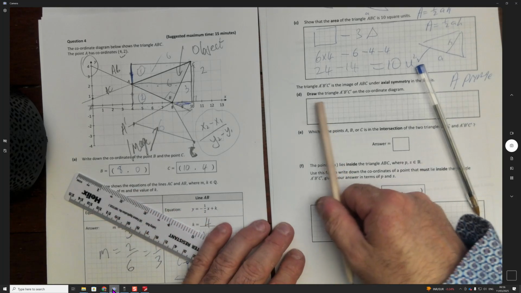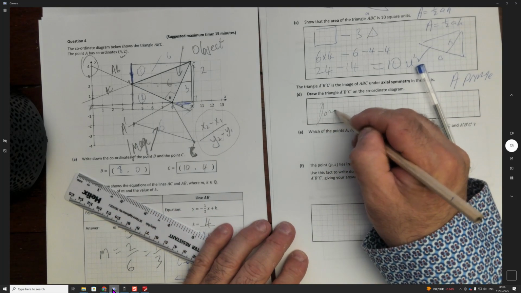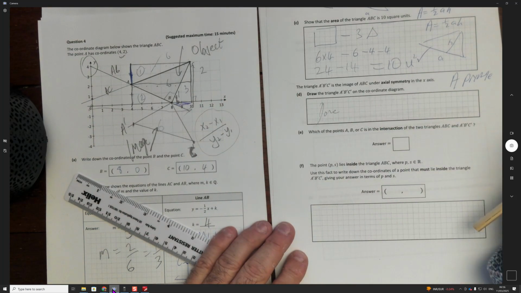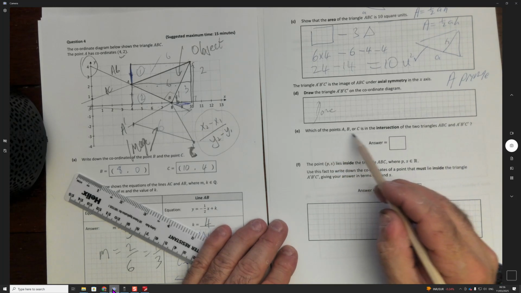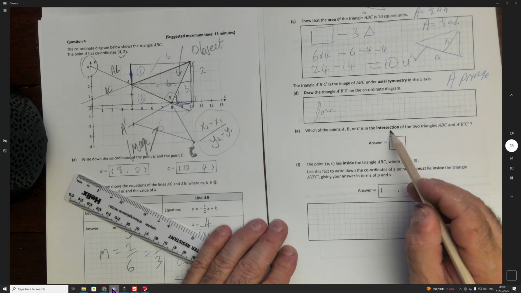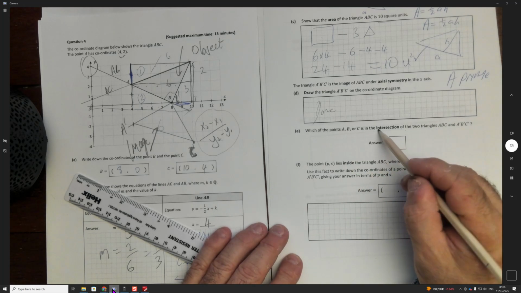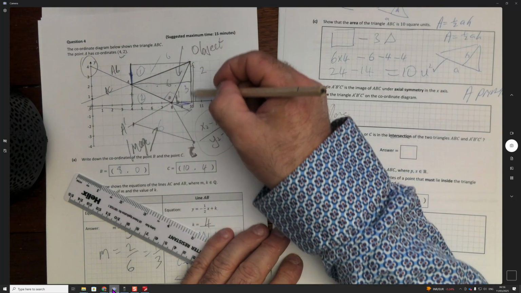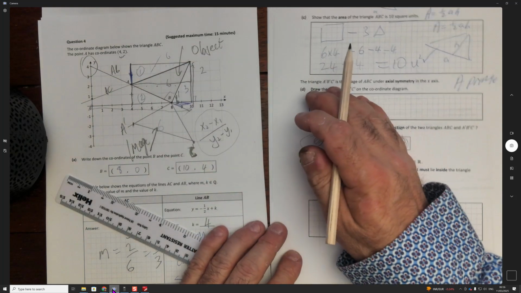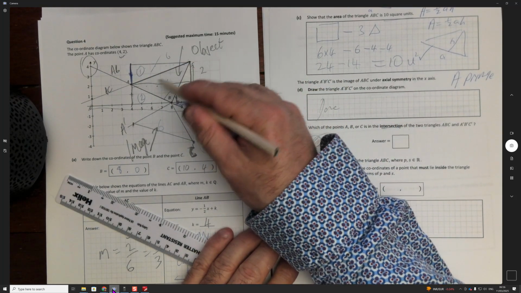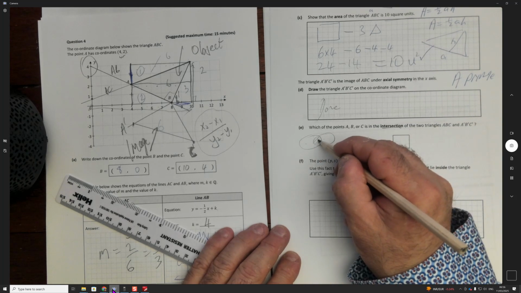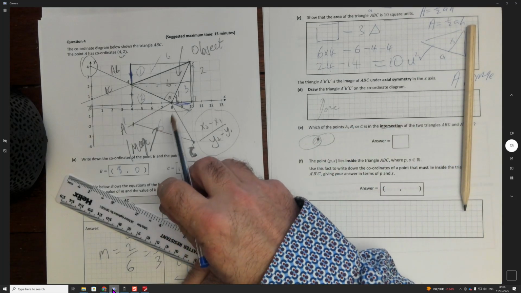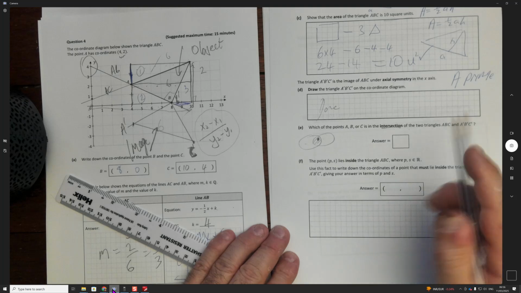Okay, and now draw the triangle on the coordinate diagram. Done. A prime, B prime, C prime. Right, which of the points A, B, C is in the intersection of the two triangles? So the intersection, they're talking about sets terminology here, okay? Because a triangle itself is the points on the perimeter, so these are infinite sets, but they have one point in common between them that's kind of discrete, a single point in the intersection.